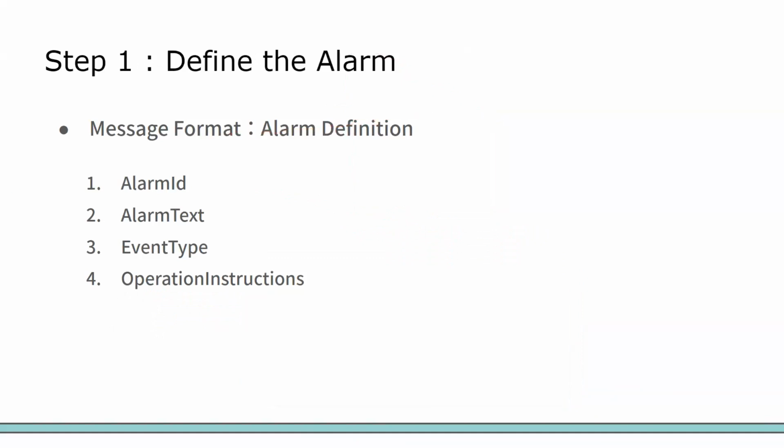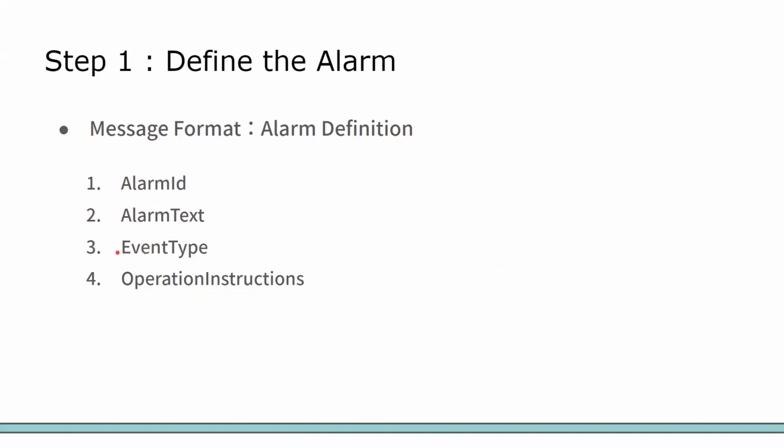Step one is to define the alarm. The format is the alarm definition. It has four mandatory parameters. The first parameter is the alarm ID, which is the identifier of the alarm. You need to configure it. The second is the alarm text, which is the description of the error situation. You need to say what the error situation is.